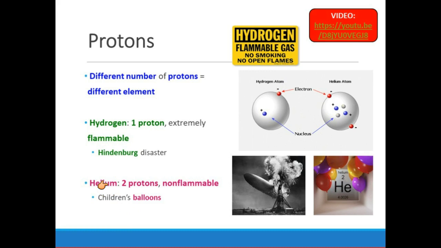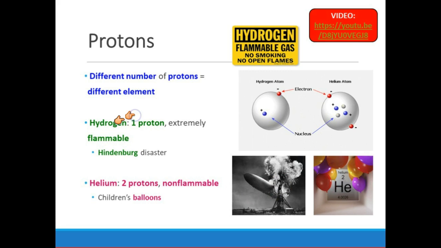All right, guys, so here's the deal. Remember, protons tell you the element. So if there's a different number of protons, that means it's a totally different element, right? So hydrogen will always have 1 proton. That's its identity. 1 proton means an identity of hydrogen, whereas helium has 2 protons. 2 protons means an identity of helium. So if I change the number of protons, it's no longer hydrogen. If I change the number of protons, it's no longer helium.